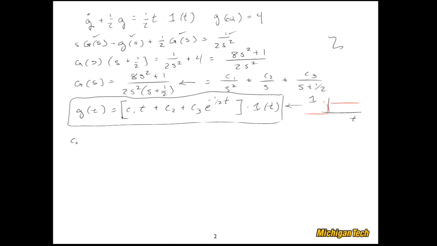So let's do that. C1 is equal to s squared times G, and then you let s equal 0. So that's going to be 8s squared plus 1 over 2s plus a half, and then we let s equal 0, and we'll get, in the numerator we'll get 1, and in the denominator we'll also get 1. So I'll put an arrow here and say C1 is equal to 1.